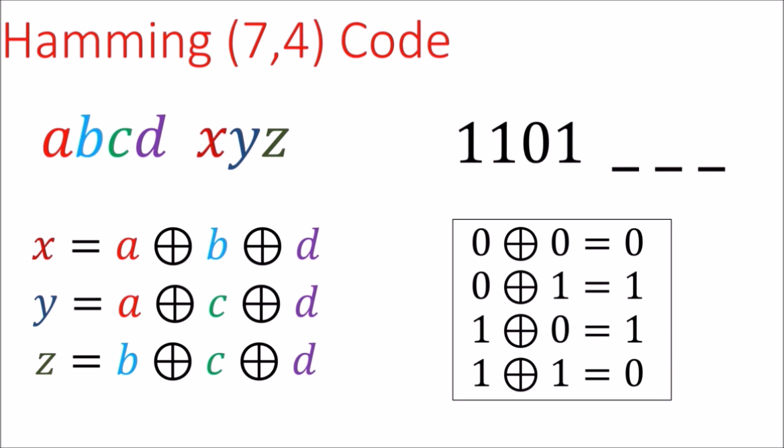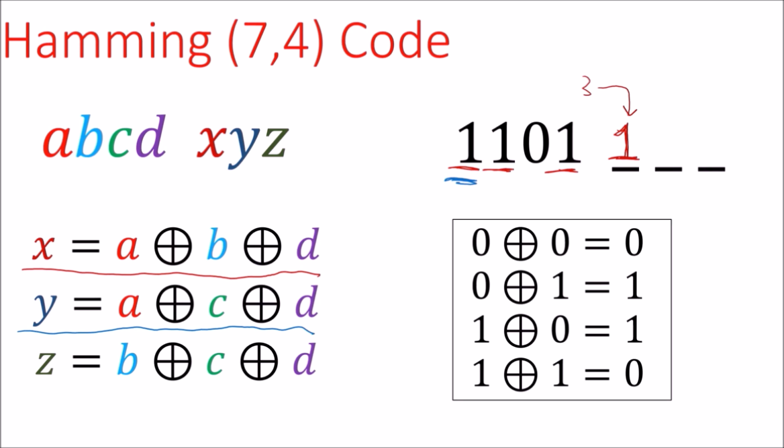So let's compute the XYZ redundancy bits for this 4-bit chunk, 1101. X equals A XOR B XOR D, so that's 1 plus 1 plus 1, which is equal to 3, which is odd. And since we get an odd answer, we get X equals 1. And Y equals A XOR C XOR D, and that's 1 plus 0 plus 1, which is 2, and that's even. So the answer is even, that means that Y equals 0.